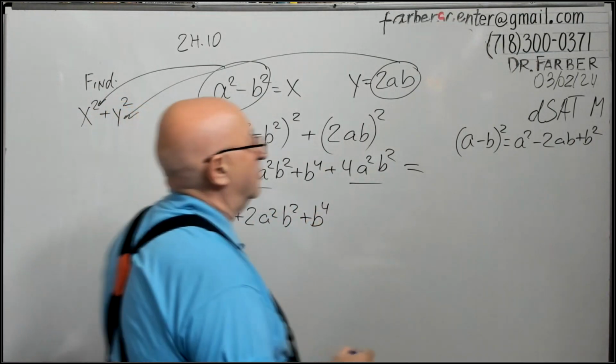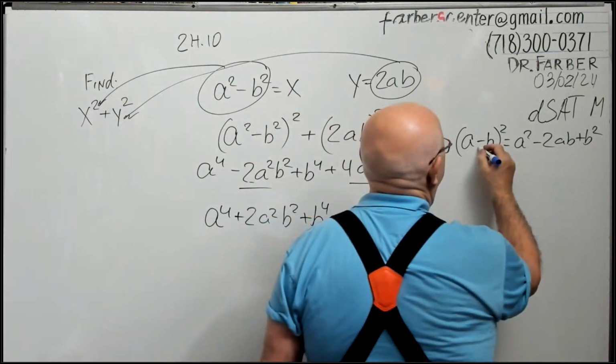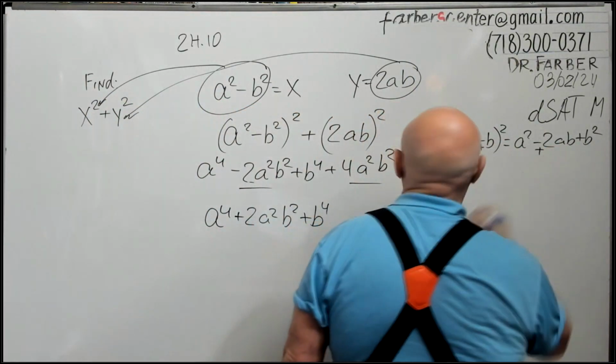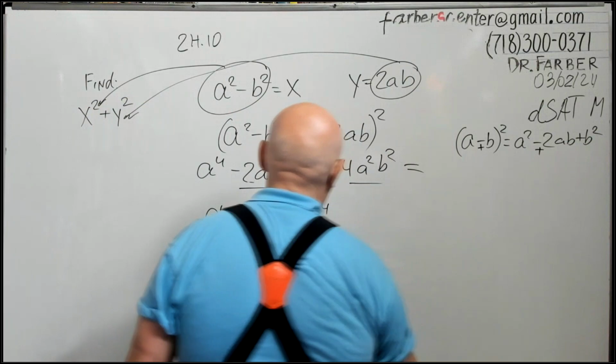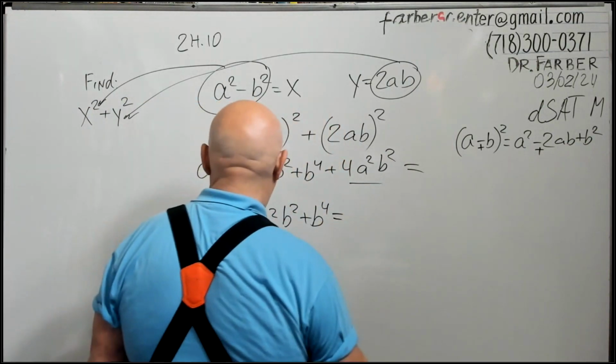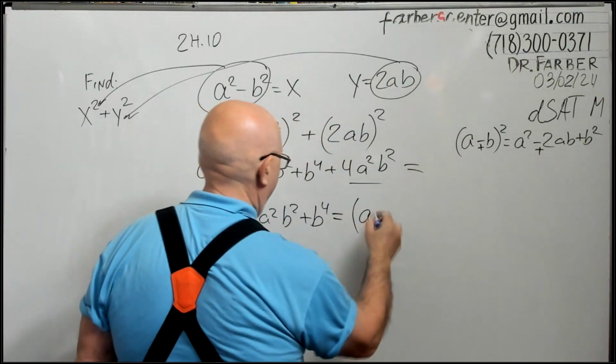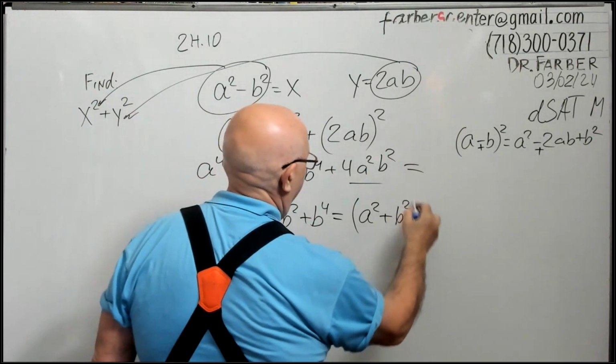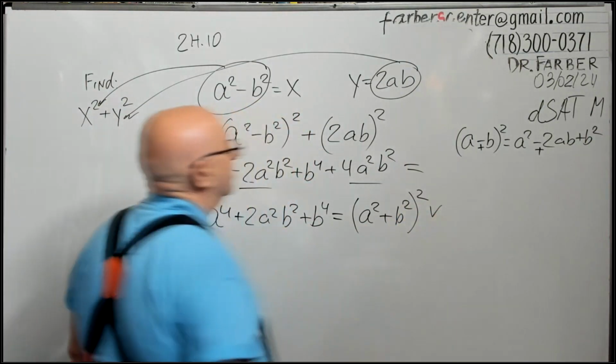And I have another formula. When you have plus, this is plus. So shrink this. It would be a to the second plus b to the second, to the second. Here's substitution.